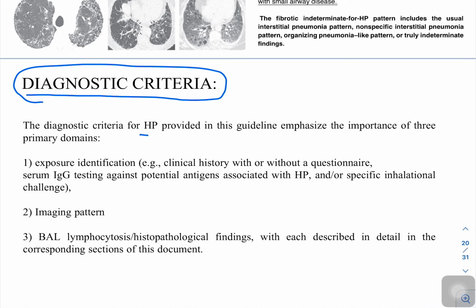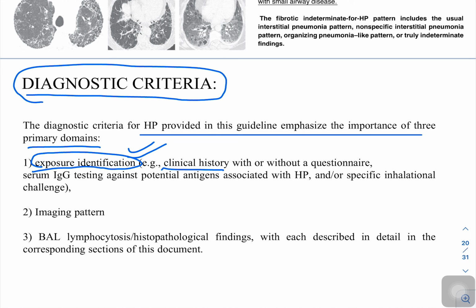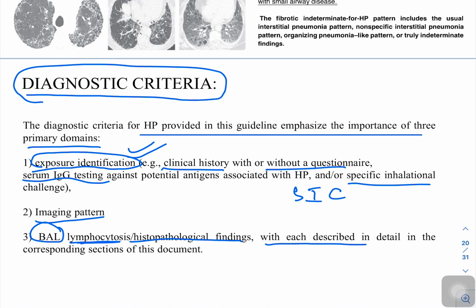The diagnostic criteria for HP provided in this guideline emphasize the importance of three primary domains: exposure identification, which is very important, via clinical history, via questionnaire, via serum IgE testing, or specific inhalational challenge test; imaging patterns; and BAL lymphocytosis; and histopathological findings, with each described in detail in the corresponding section.